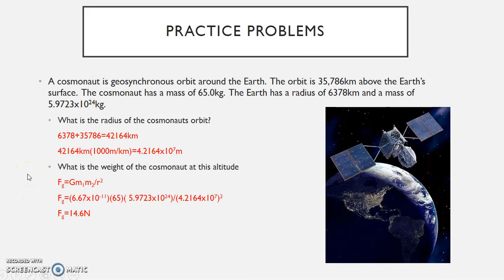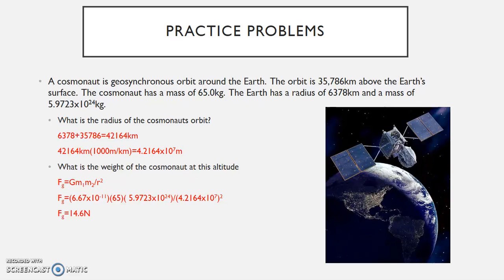So here's a practice problem. It says a cosmonaut is in a geosynchronous orbit around the Earth. The orbit is 35,786 kilometers above the Earth's surface. The cosmonaut has a mass of 65.0 kilograms. The Earth has a radius of 6,378 kilometers and the mass of 5.9723 times 10 to the 24th kilograms. What is the radius of the cosmonaut's orbit?